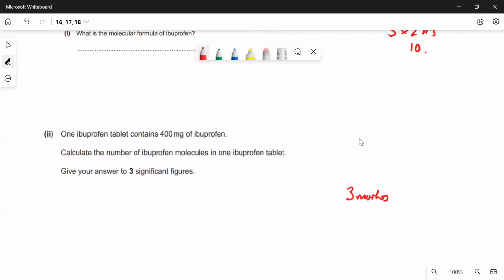Right, 1 ibuprofen tablet contains 400 milligrams. Calculate the number of molecules in 1 tablet. Okay, so we need the formula, which was, what was it? It was C13H18O2.